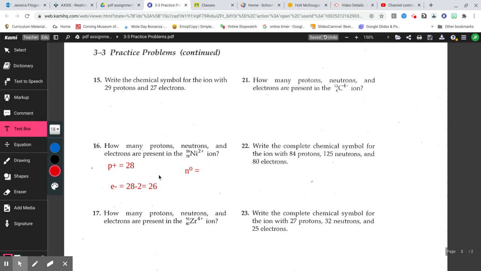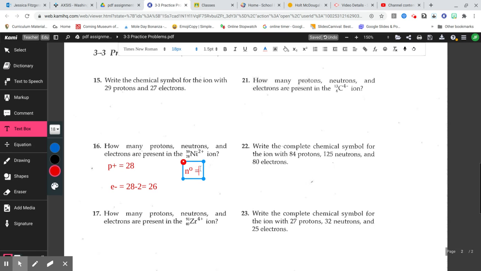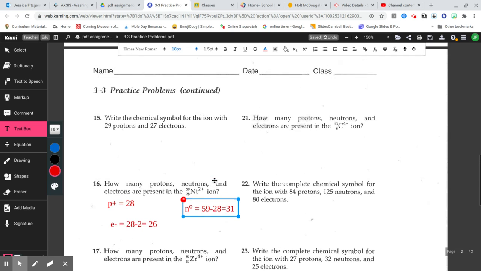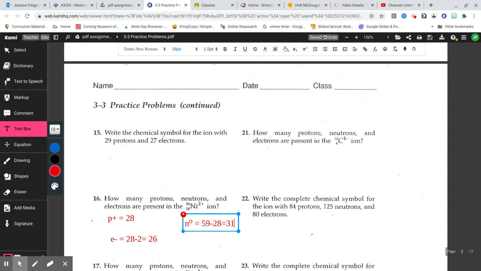We have 2 more. To find your number of neutrons, remember it's your mass number, which is 59, minus your atomic number, which is 28. So 59 minus 28 is going to give you 31 neutrons. So 16 is a model for 17 through 21.